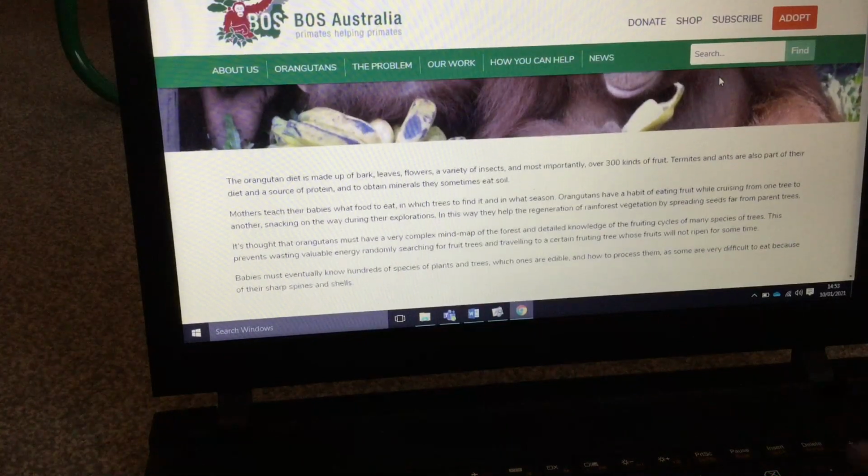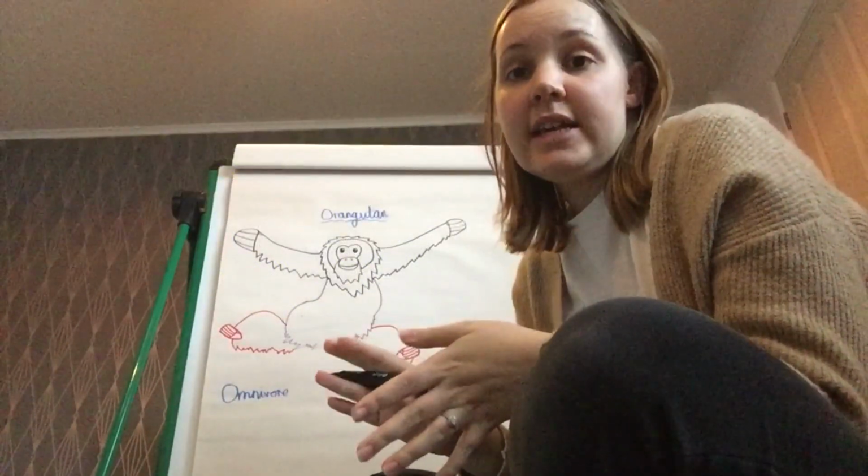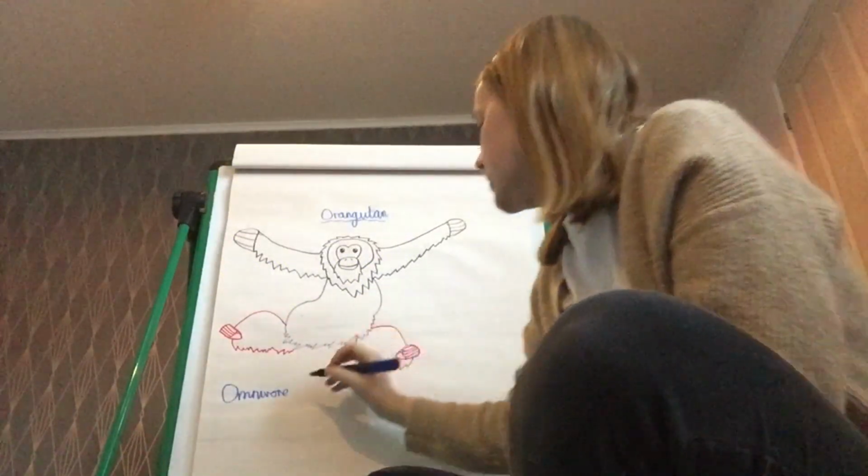It says the orangutan diet is made up of bark, leaves, flowers, a variety of insects, so that's where they would get their meat from, and most importantly, over 3 kinds of fruit. Termites and ants are also part of their diet and a source of protein, and to obtain minerals, they sometimes eat soil. So that gives me my answers for what orangutans eat, so I can now add that to my sketch. Okay, I've done my internet search now, so I know exactly what my orangutan can eat.